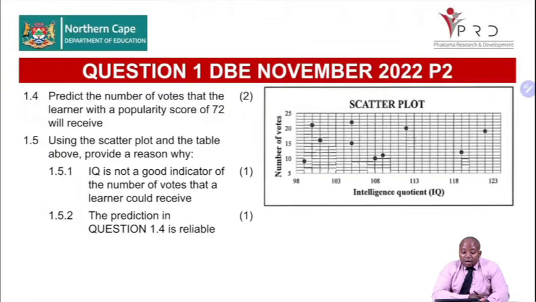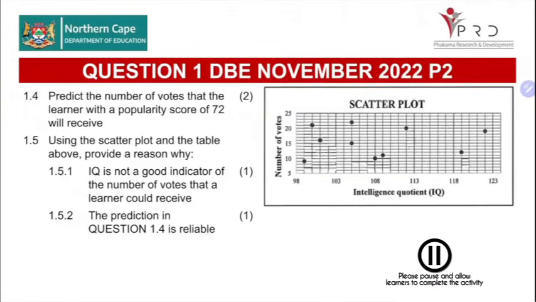Now, grade 12, let us look at 1.4. For 1.4 and 1.5, I will give you 5 minutes to complete 1.4 and 1.5, that is 1.5.1 and 1.5.2. For these questions, you have 5 minutes. Start now.